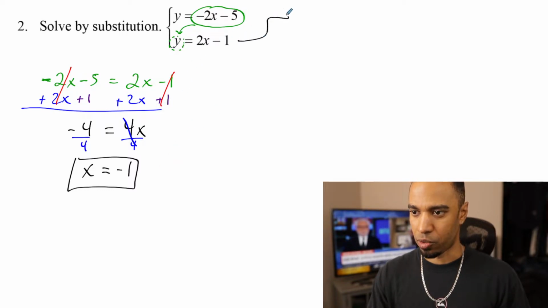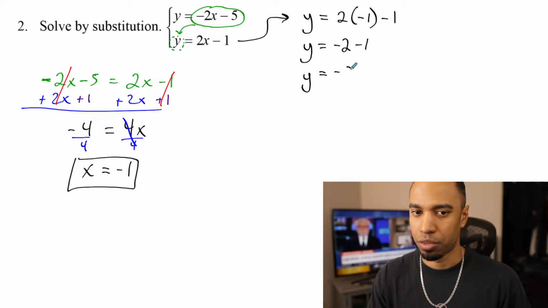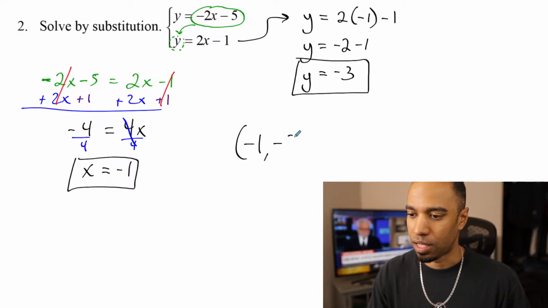I'm going to take this bottom equation, and I'm going to substitute. y equals 2 times negative 1 minus 1. That's my solution for x. That's y equals negative 2 minus 1, or y equals negative 3. So my final solution statement right there is negative 1, comma, negative 3.